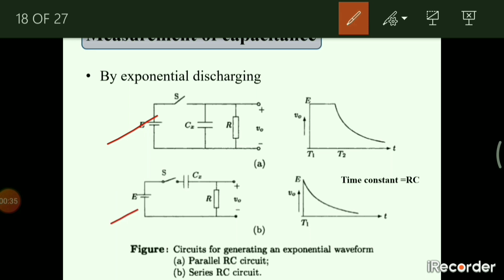So in first case, battery E is connected, then switch S, Cx is a capacitor of unknown capacitance, R is connected in parallel with Cx, and V0 is the output voltage which is measured across the resistance R. So the obtained waveform is like this. Our interest is to find out how much time is required for discharging this parallel RC circuit from the peak value or maximum value to its minimum value.